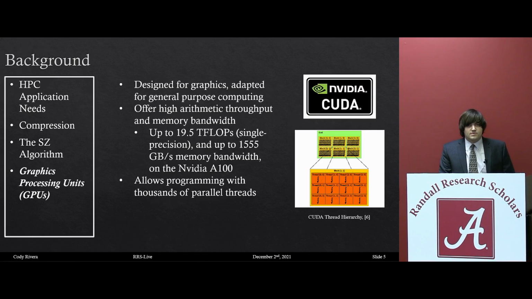Graphics processing units were originally designed to render 3D graphics very fast. However, due to their massive arithmetic throughput of up to 19.5 trillion floating point operations per second, they have been adapted for use in general purpose computing. The main power of the GPU is that you can compute in massive parallelism, launching thousands of threads to work on a large data set.